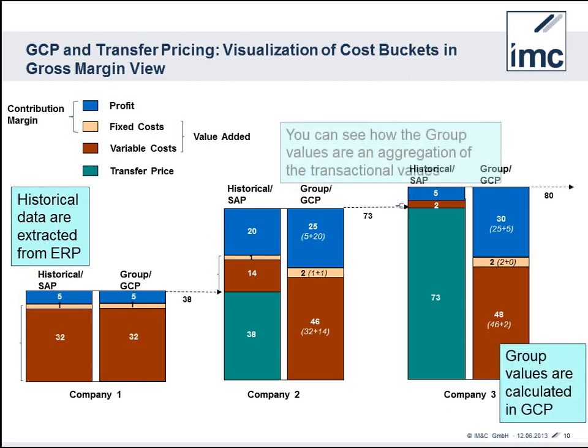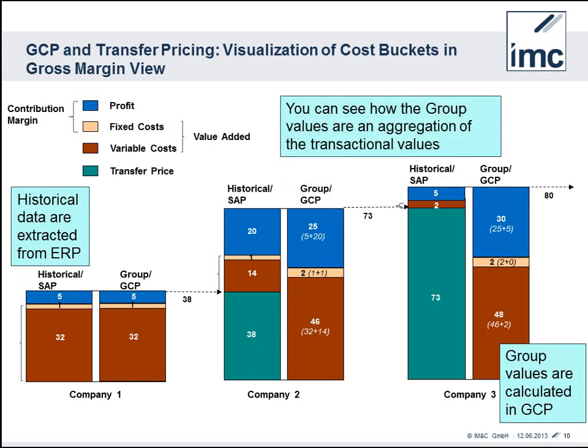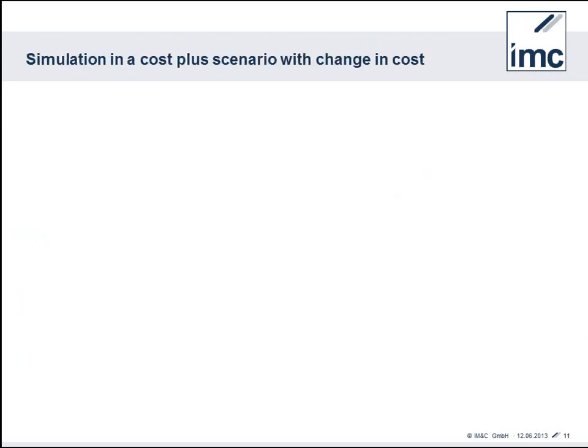Okay, so now we go. And then you can see how the group values are always an aggregation of the transactional values. That's pretty obvious, but I think what is good at GCP is that you have this very clearly in front of you in the GCP screen.